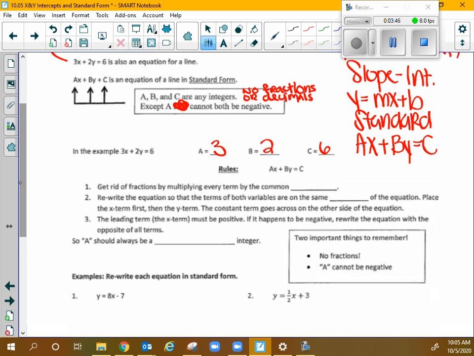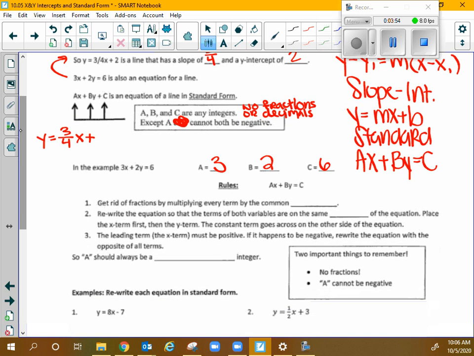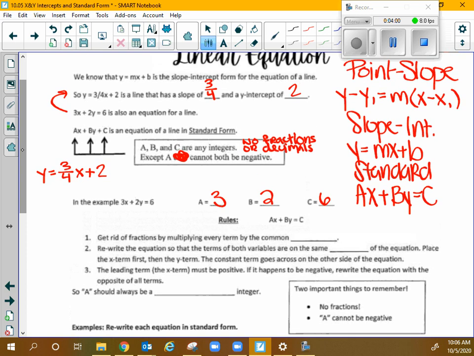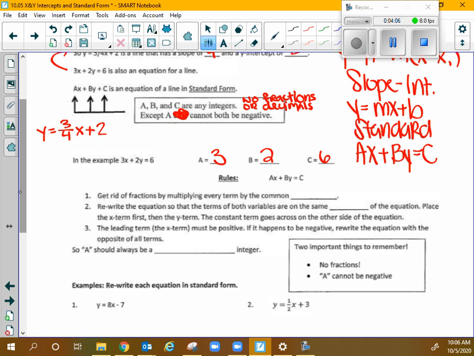If you're converting from slope intercept, so we have y equals 3/4 x plus 2, and I want to convert it into standard form. It doesn't look anything like it, right? 3x plus 2y equals 6. Where did everything go? Well, here are our steps. Get rid of any fractions by multiplying every term by the common denominator. What would the common denominator be if I only have one fraction? 4, right? There's just the one value. So I'm going to multiply everything by 4.